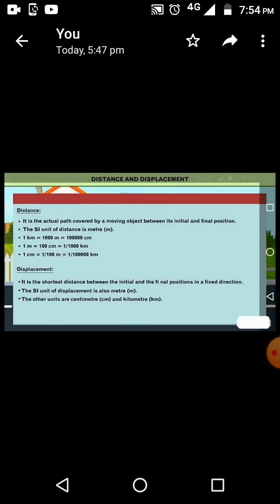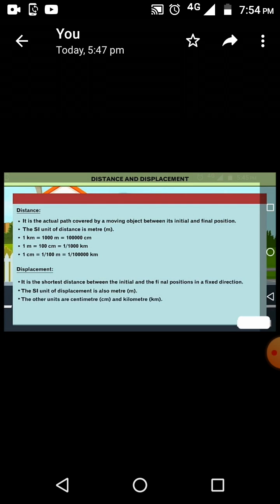Now, distance. It is the actual path covered by a moving object between its initial and final position. The SI unit of distance is meter. 1 kilometer is equal to 1000 meter is equal to 1 lakh centimeter. 1 meter is equal to 100 centimeter is equal to 1 upon 1000 kilometer. 1 centimeter is equal to 1 upon 100 meter is equal to 1 upon 1 lakh kilometer.